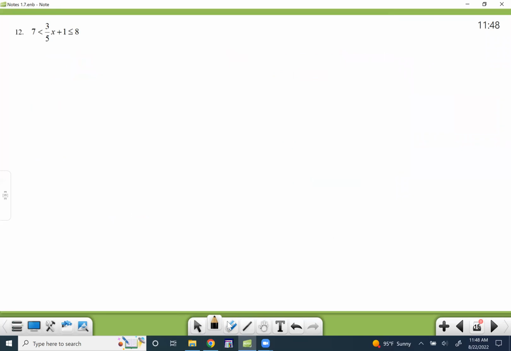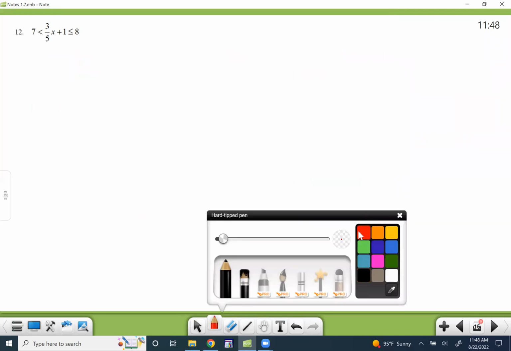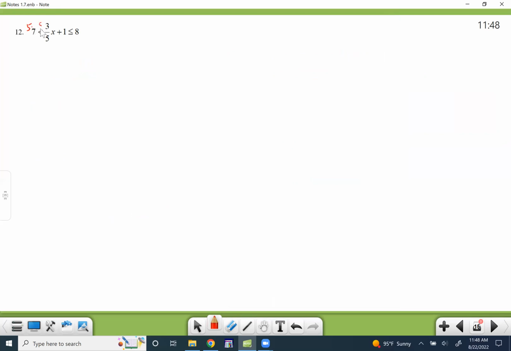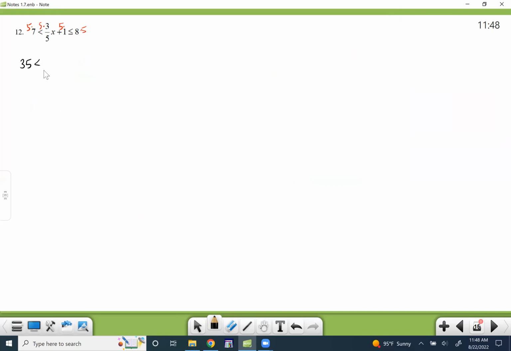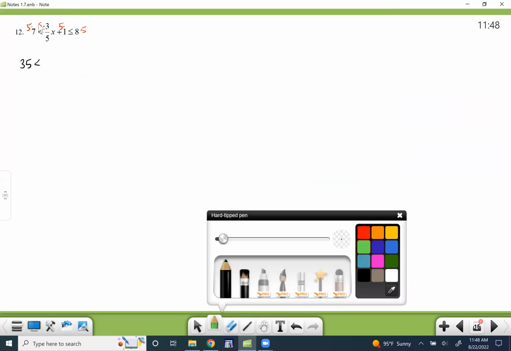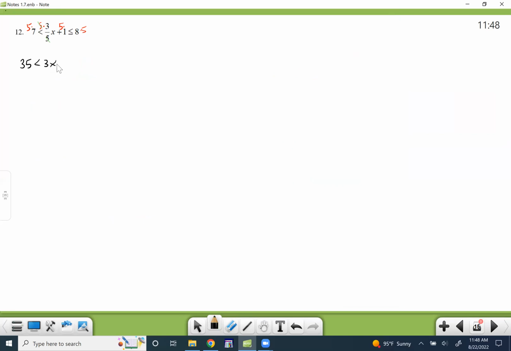Let's try this one together. I am going to multiply by 5 to get rid of the fractions, okay? So I'm going to multiply by 5, make sure everybody gets it, don't miss anybody. All right, so 5 times 7 is 35. On that second term, the 5's cancel, so we just get 3x. 5 times 1 is 5. And 5 times 8 is 40. Okay, sorry, you guys, I'm kind of sloppy.